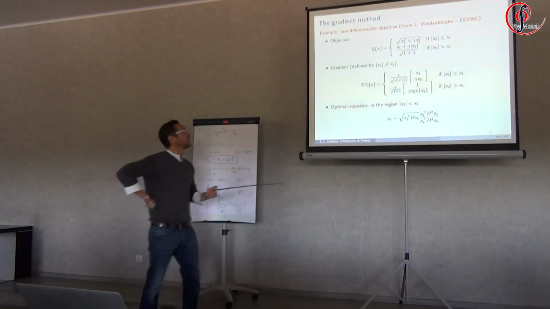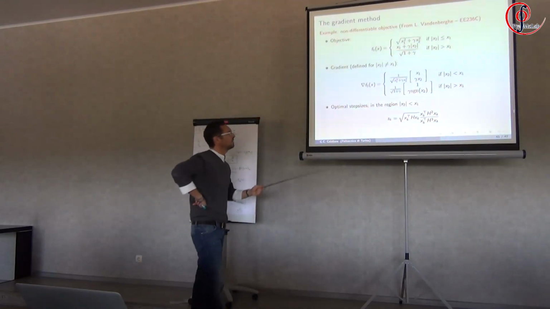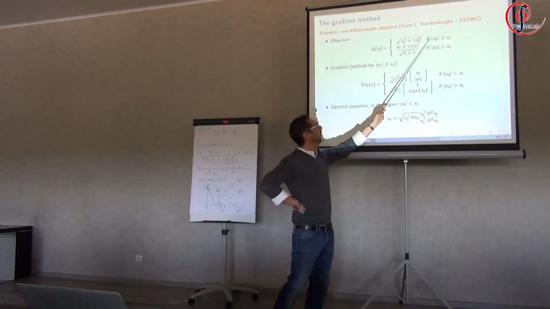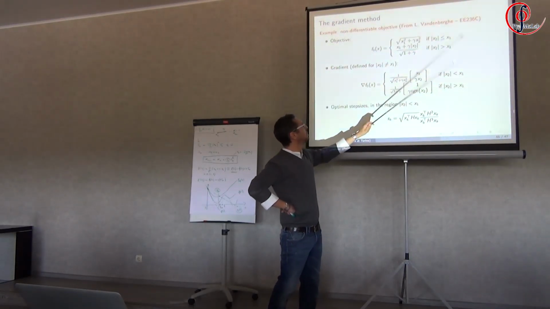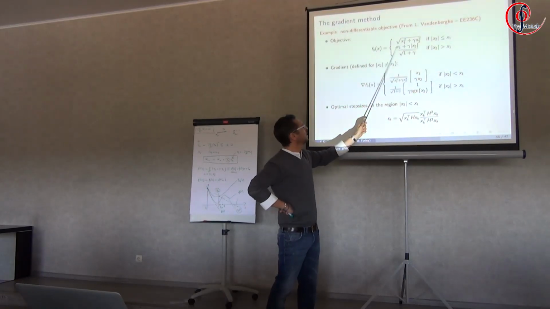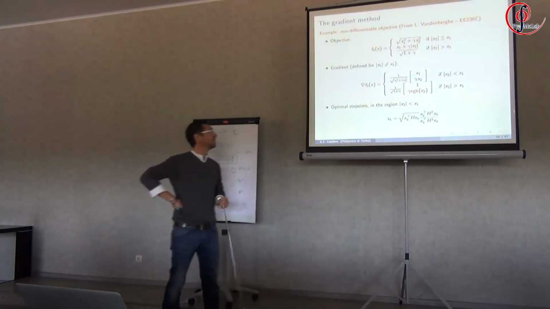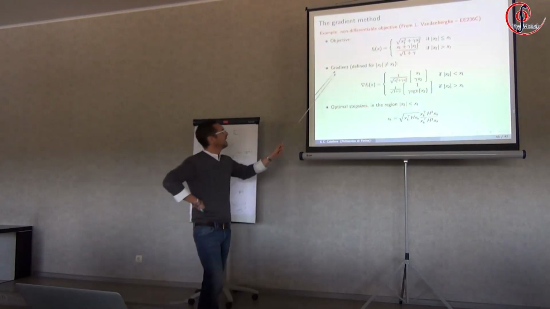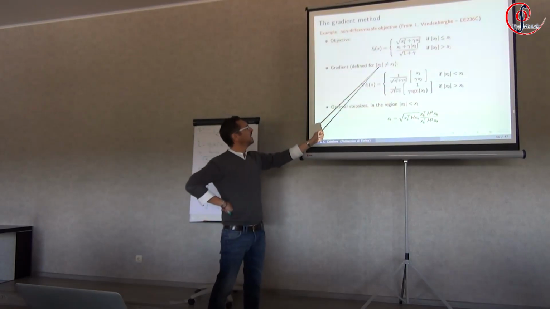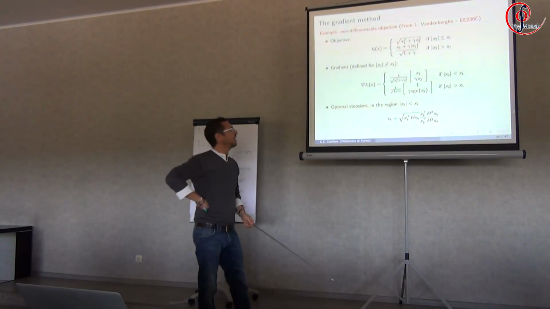Okay? So this function here is defined in this region to be this square root of something, and to be this other linear function in the case where the absolute value of x2 is greater than x1. So it's a non-differentiable function, and the gradient is defined only when the absolute value of x2 is different from x1. Okay?